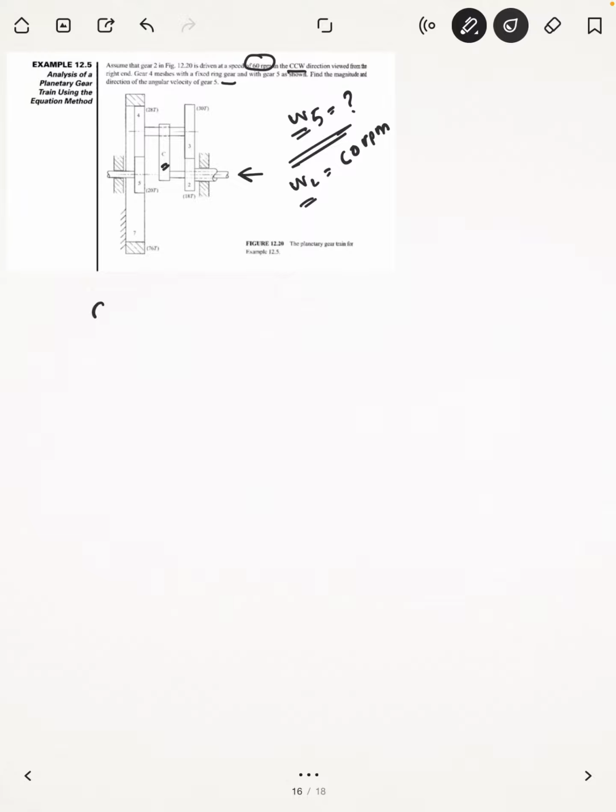So you have to write C omega 2. What should it be? Omega 2 minus omega C. And then C omega 5 should be what? Omega 5 minus omega C. Clear?